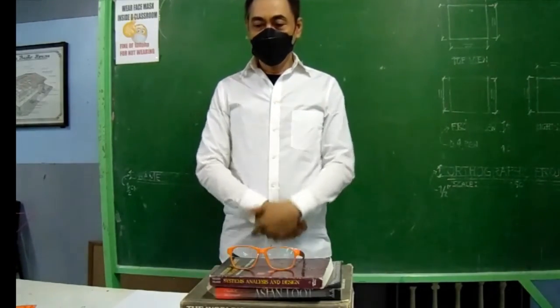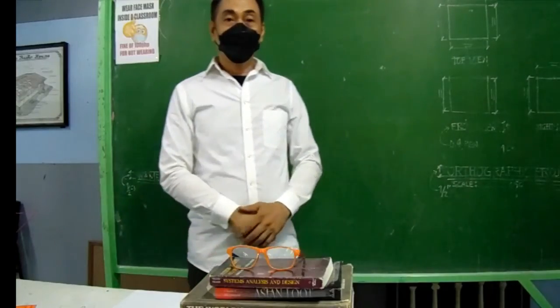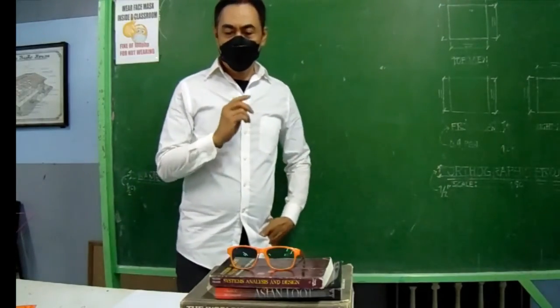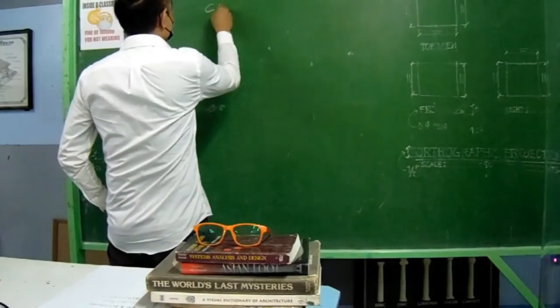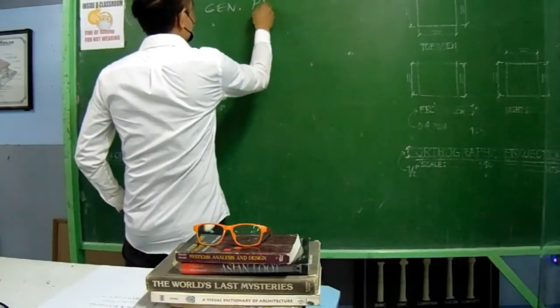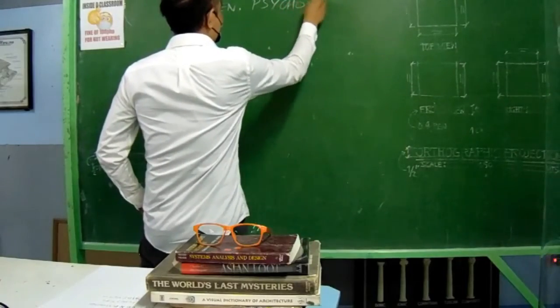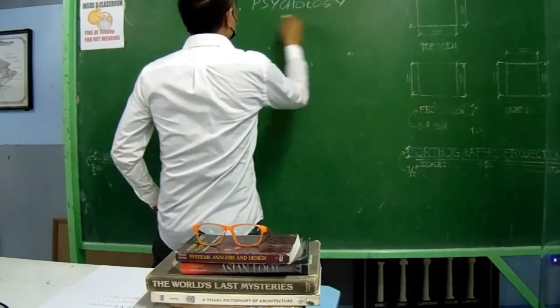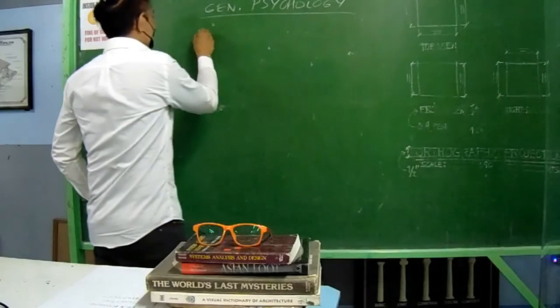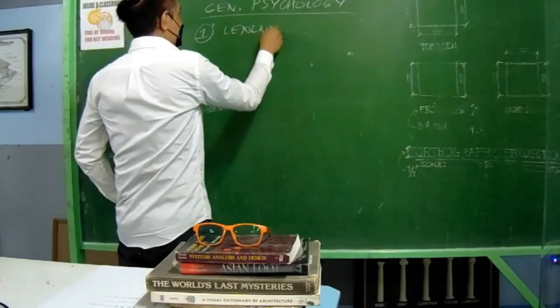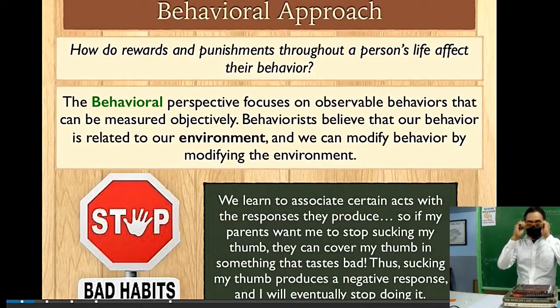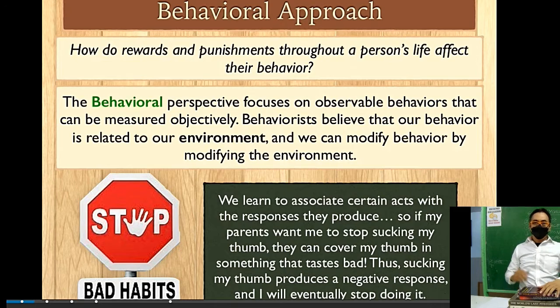This time our topic is about classical conditioning in psychology. Behavioral approach. How do rewards and punishments throughout a person's life affect their behavior? The behavioral perspective focuses on observable behaviors that can be measured objectively. Behaviorists believe that our behavior is related to our environment and we can modify behavior by modifying the environment.